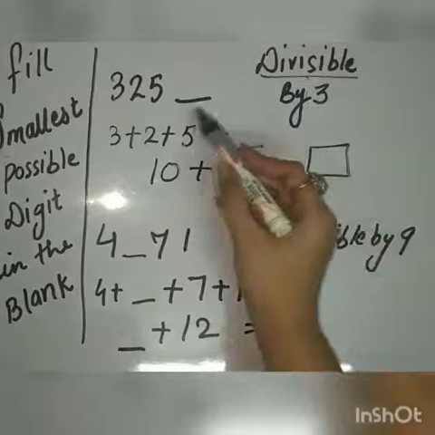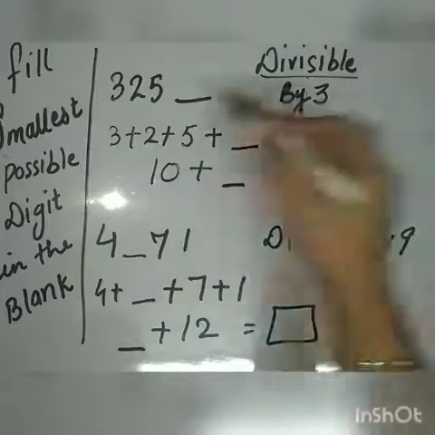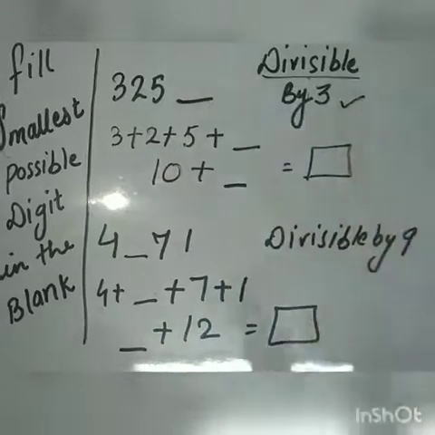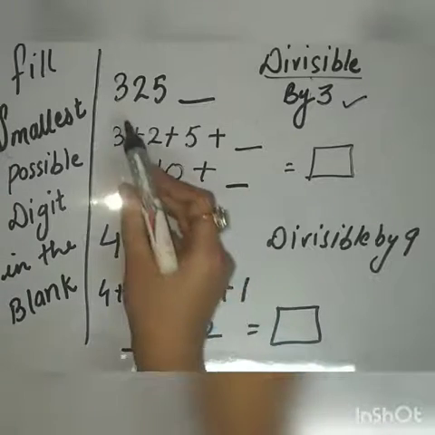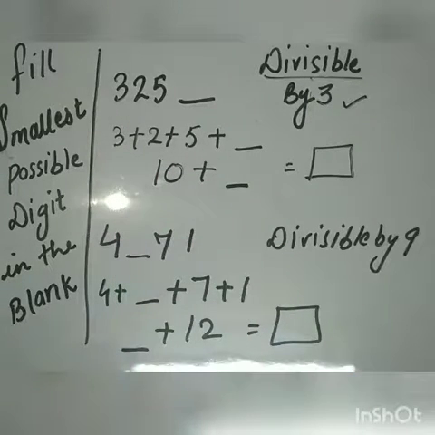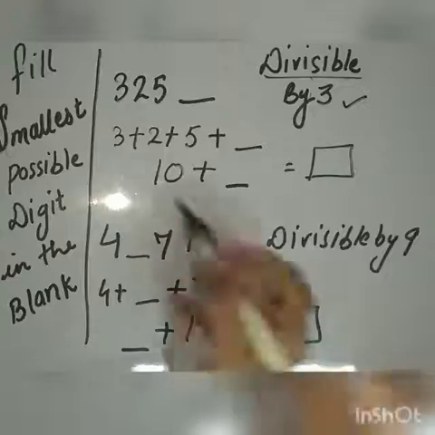So 1000 is completely divisible by 4 and 8. What should we fill in the blank so that this number is divisible by 3? The condition of 3 is that the sum of the digits must be divisible by 3, or the sum of the digits is a multiple of 3.